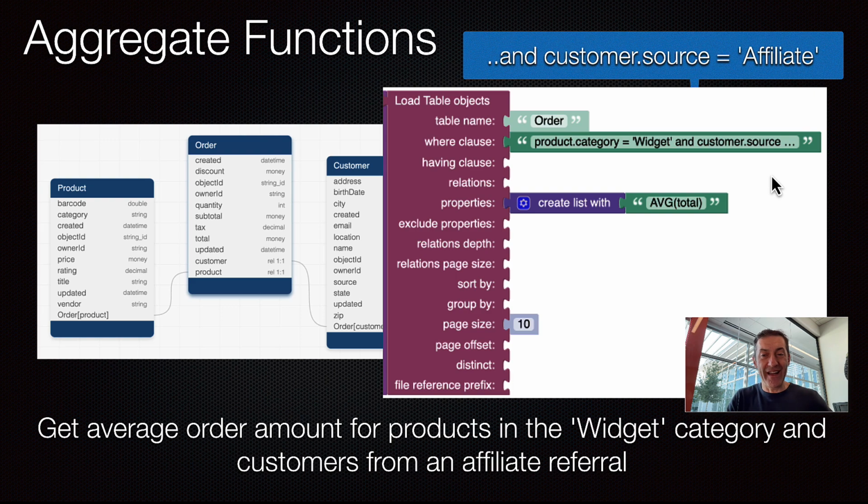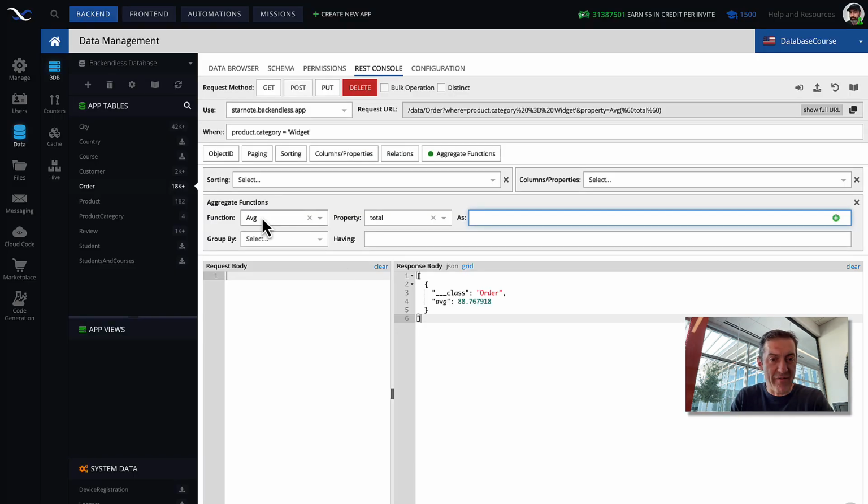And let's take a look at how that would work in REST console. So here we already have average, total, and this is request going to order. And we have product.category widget. Then we're just going to expand that where clause and say, and customer.source equals affiliate. Click get, and that calculates that average.